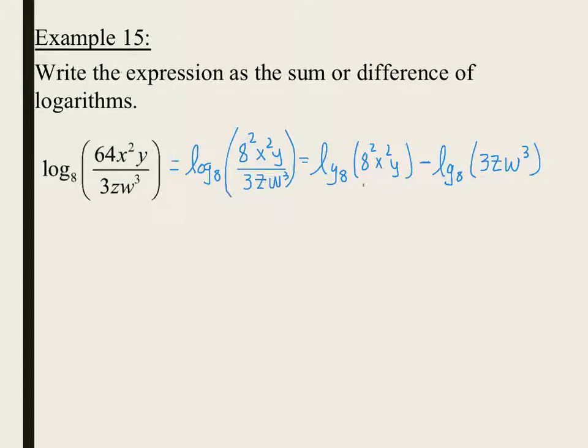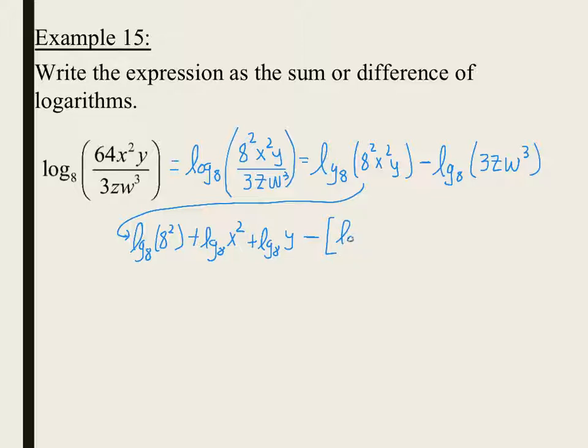Now I'm going to apply the product rule, and so when I do the expansion it's going to get a little messier. So now I have log 8 of 8 squared, and we're going to know what that is in just a second, plus the log 8 of x squared plus the log 8 of y minus, and here we're going to do a bracket again, log 8 of 3 plus log 8 of z plus log 8 of w cubed.